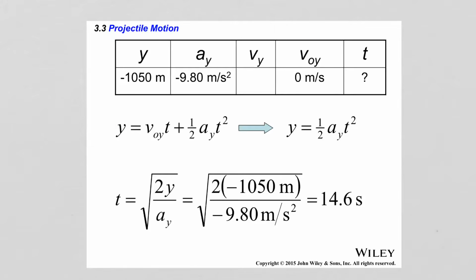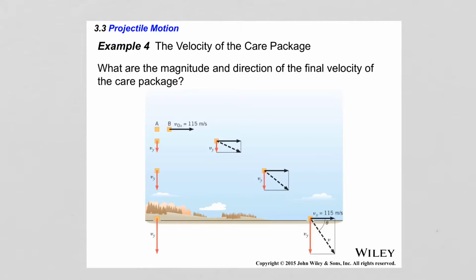Since the initial velocity in y direction is 0, the first term in this kinematic equation is 0. And so the vertical displacement is simply 1/2 ay t squared. From here I solve for t, and that is the square root of 2 times y divided by ay. And so when I substitute the quantities, I get 14.6 seconds. Now let's find what are the magnitude and direction of the final velocity of the care package.